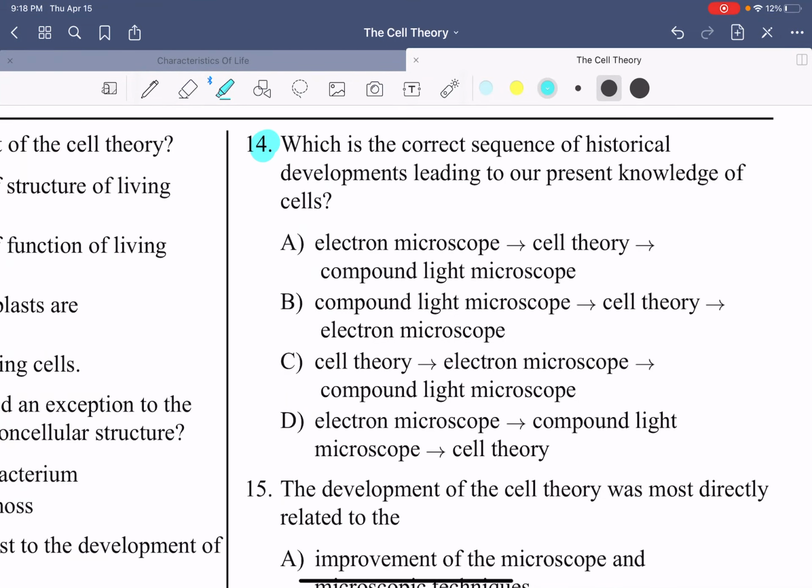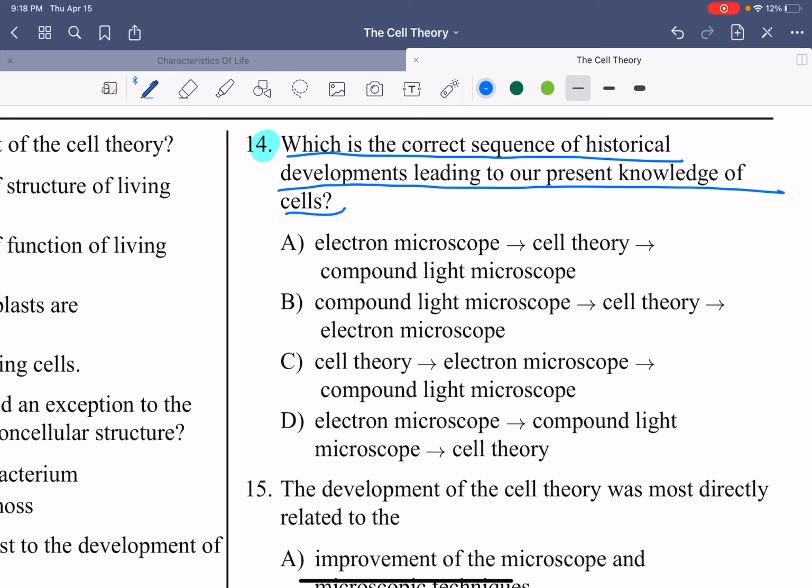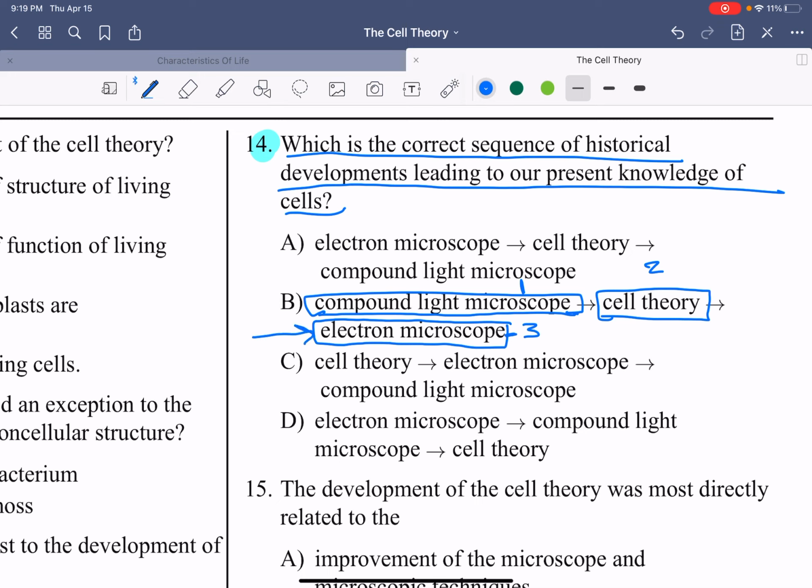Okay, number 14. Which is the correct sequence of historical developments leading to our present knowledge of cells? Okay, so this starts with the compound microscope. Then once the compound microscope was invented and perfected where you can see a cell, then we got the cell theory. So this is 1, this is 2. And then we made the beautiful electron microscope. Google image electron microscope so you can see some pretty cool images. They're just super cool. Okay, so the best answer for 14 is B. That is the correct sequence.